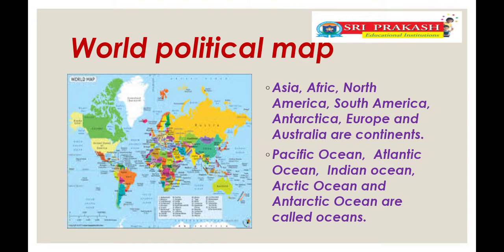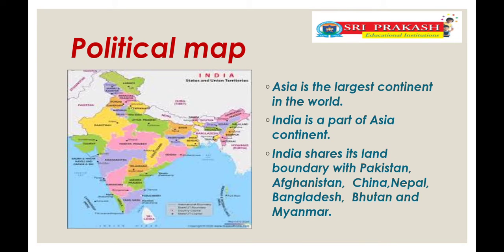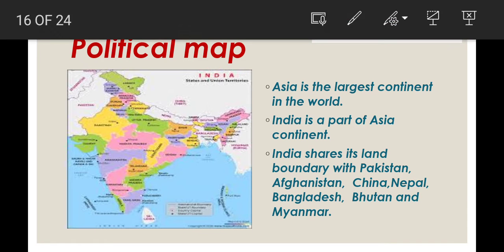Just you see, if you see the world map, these are the continents and oceans. Just now we discussed 7 continents and 5 oceans. After that, just you see, children, Asia is the largest continent in the world. Our India is located in the Asia continent. Where is it, children? In the Asia continent.